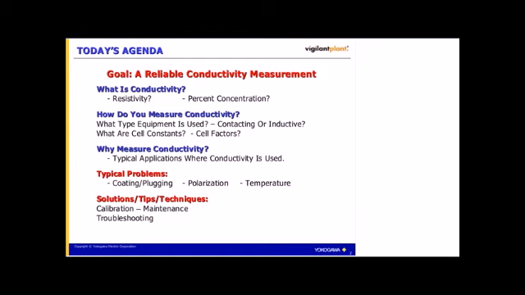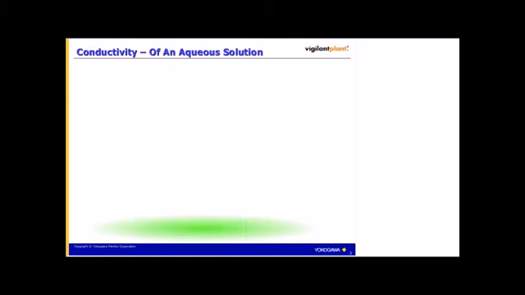We'll also take a look at some typical applications where conductivity is most often used. Throughout the presentation, we're going to touch on some of the typical problems encountered when measuring conductivity and a few troubleshooting tips that can be used to solve them. Typically, conductivity is preferred over other measurement parameters because it's less costly and less maintenance intensive. With that in mind, let's start out with a basic definition.